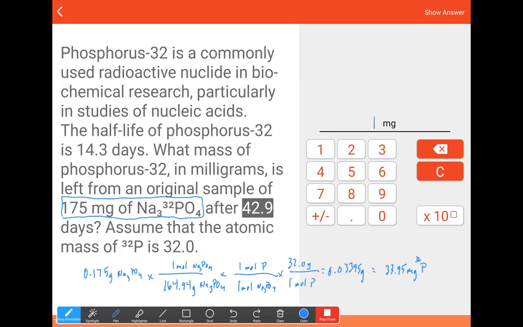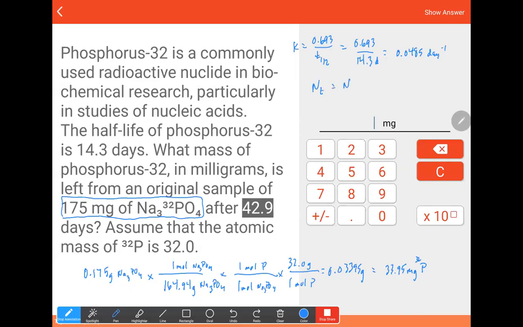Now, into our nuclear decay question, we're trying to figure out how much is remaining. We know the half-life, so when we know the half-life, we first have to solve for k because we need k in our equation. So k equals 0.693 over half-life. We rearrange that equation. My half-life is 14.3 days, so I'm going to do 0.693 over 14.3, and I get 0.0485 days^-1.